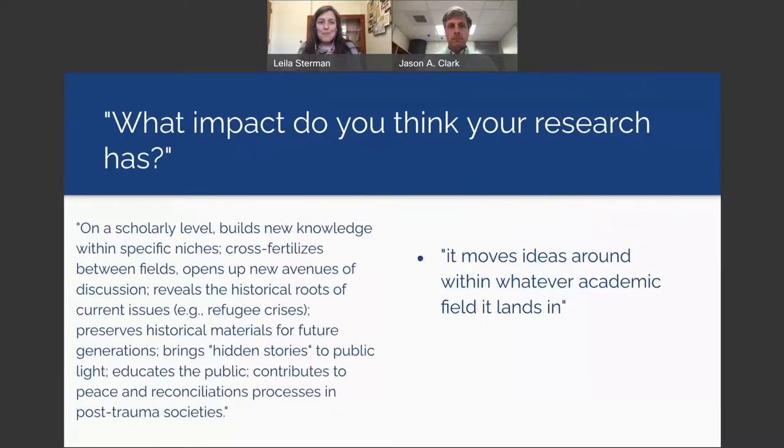When asked what impact they think their research has, on the left you can see this is a historian who clearly is very thoughtful and does intentional work to reveal the historical roots of current issues, to bring hidden stories to public light, and really works to move their work into many spheres. You can see on the right, this researcher says it moves ideas around within whatever academic field it lands in, which I honestly don't quite know what it means, and can assume it's not that effective. So next slide.